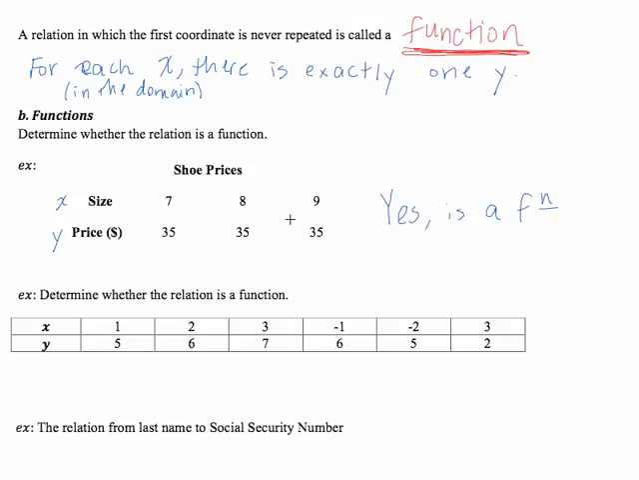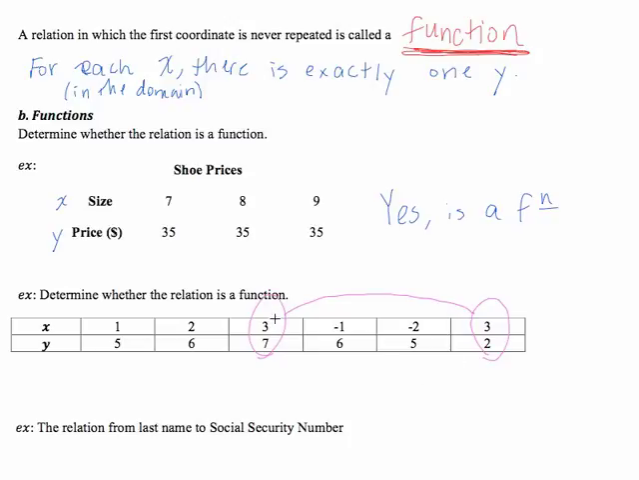Even though the y value of 35 is repeated multiple times, that doesn't matter because it's a y value, as long as the x's, the first coordinate, are never repeated. Okay, this one, let's see, when x is 1, y is 5, when x is 2, y is 6, when x is 3, y is 7, so far so good. When x is -1, y is 6, when x is -2, y is 5, still good so far. Oops, when x is 3, y is 2. And here's the problem.